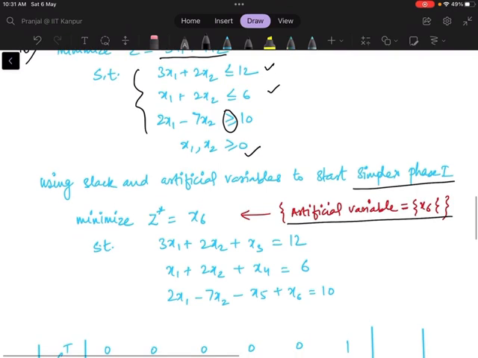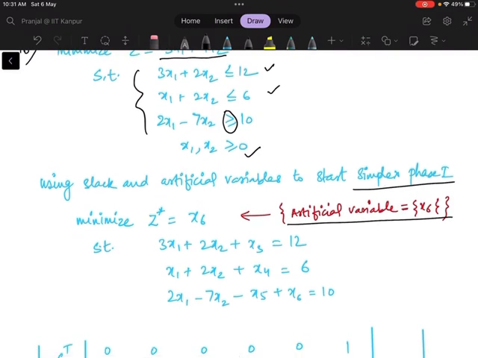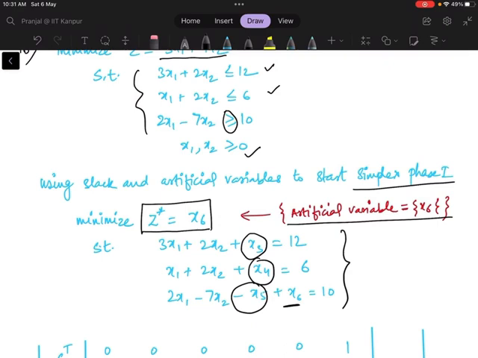The first thing that we do is add slack and artificial variables. x3 is the slack, x4 is the slack, x5 is the slack, and x6 is the artificial variable that we are going to add to this problem. In phase 1, we'll try to minimize this z star equals x6 subject to these three constraints and the necessary non-negativity constraints: x2, x3, x4, x5 and x6 have to be greater than or equal to 0. This is mandatory.